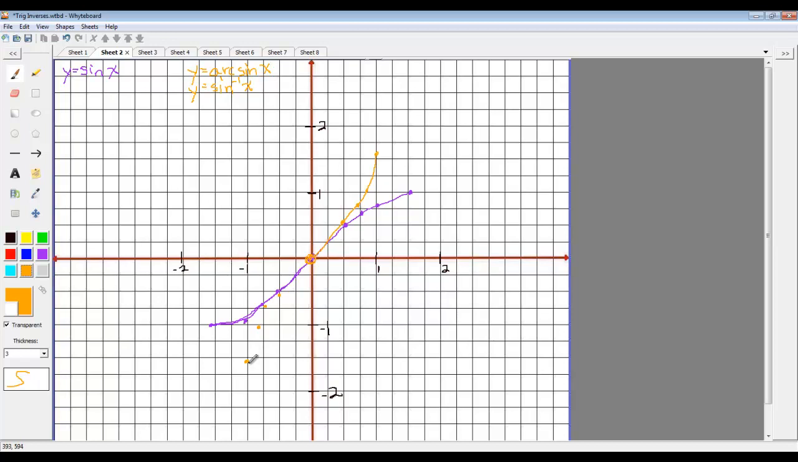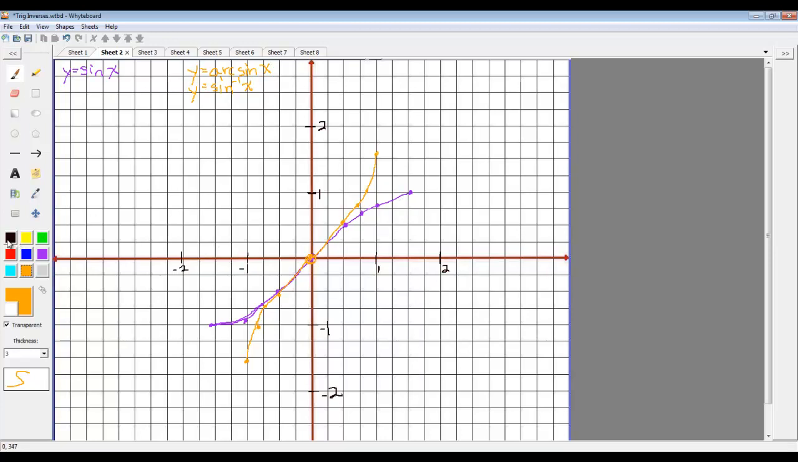You basically got a sine curve here too, but it's kind of rotated in a way. But there's your arc sine. It is a function. It passes the vertical line test, and it's also 1-to-1. Passes the horizontal line test.